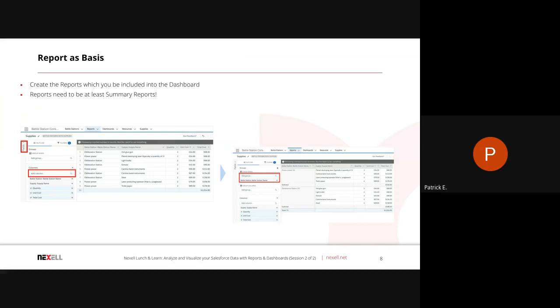The second type is the summary report. If you group the data at least in one category, then you have the summary report, and you can add it to a dashboard. And the next one is the matrix report. If you group it by 2 dimensions, then you have a matrix report, and this can also be added to a dashboard.